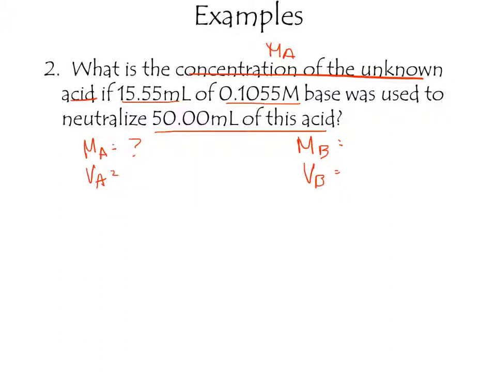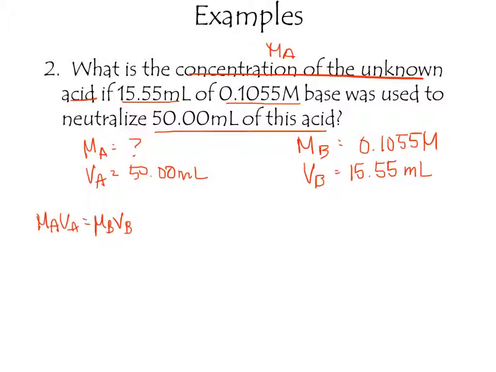VA is 50.00 mL. MB is 0.1055 molar. And VB is 15.55 mL. Again, let's use our titration equation, MAVA equals MBVB, and again we're looking for MA. If I rearrange our variables, you should get MB times VB, divided by VA.